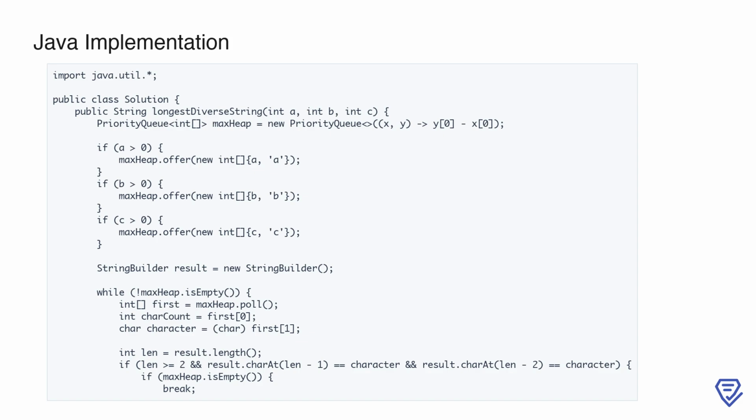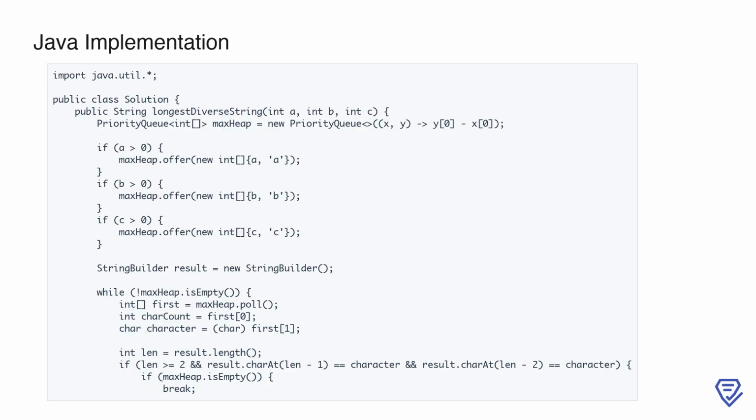A max heap, implemented as a priority queue, is initialized to help us always retrieve the character with the highest remaining count. We add entries for each of A, B, and C into the heap if their corresponding counts are greater than 0. Each entry in the heap is an array where the first element is the count, and the second is the character itself, stored as its ASCII value. We then create a string builder to construct the result string dynamically.